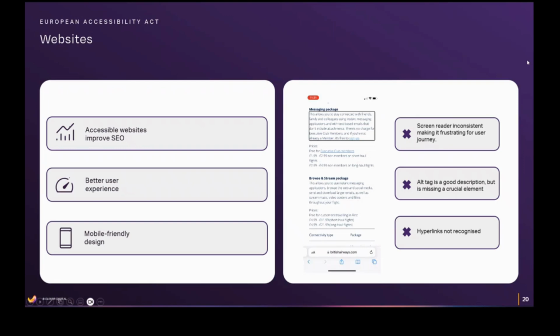And again, something that you could take away today is testing that on your own websites, enabling the screen reader on your phone and just seeing, are you providing a good user experience for your website?